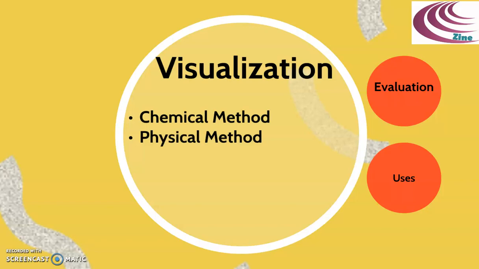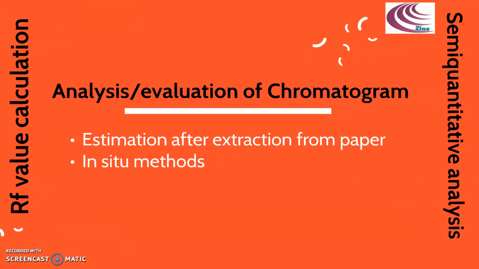Analysis or evaluation of chromatogram. RF value calculation is the same as what we have learned in the evaluation of a TLC plate. Whereas in semi-quantitative analysis, estimation is done after extraction from paper. In that, cut out the appropriate part of a filter paper having the spot and soak it in the minimum quantity of solvent. Analysis is done by gravimetric estimation, UV spectroscopy, colorimetry, polarography, radioactivity, or flame photometry.